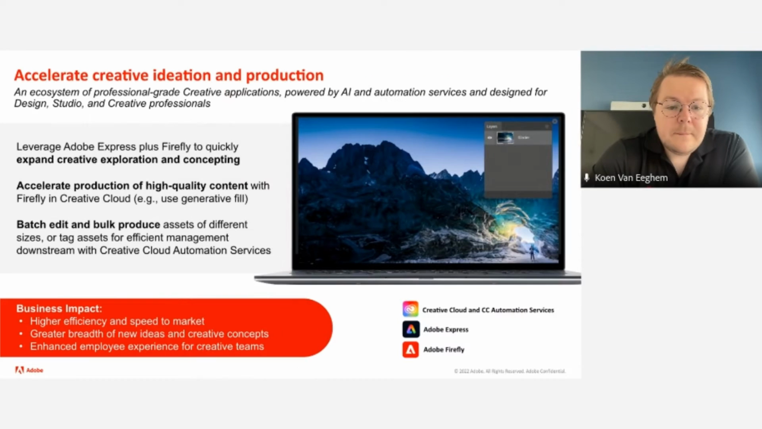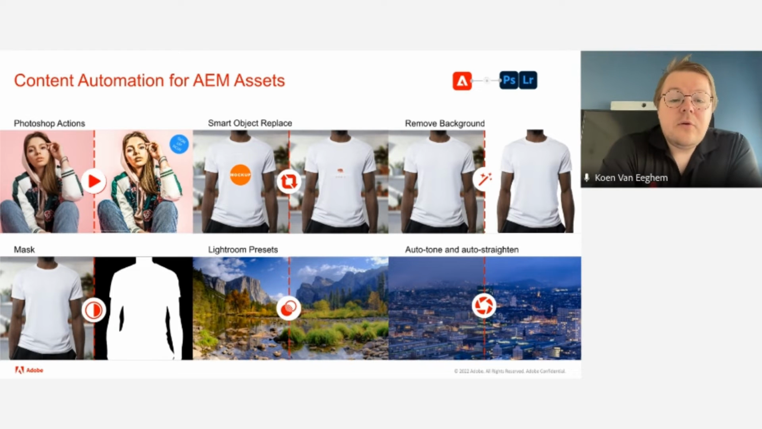So how do we do that? Well, first and foremost, it's important to accelerate the creative ideation and production. You can do that within our creative applications, but also within our Experience Cloud applications. For example, you can automatically tag any asset that you upload to AEM as a Cloud Service. Or you can, and then I'll switch to the next slide, use content automation within AEM Assets, which allows you to really do a lot of different things. For example, any of these creative actions are now possible to be done from your digital asset management system.